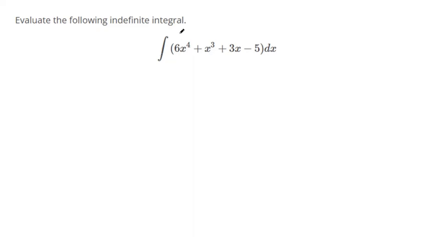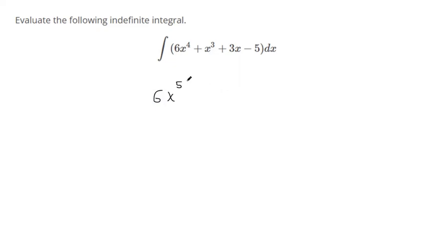So to evaluate this integral, we can go term by term, which is a property of an integral operator. And what you're doing is you're just finding the antiderivative. So I need to think of something whose derivative would be 6x to the fourth. Well, I know that when I take a derivative, the power goes down by 1. So if I take an antiderivative, the power must go up by 1.